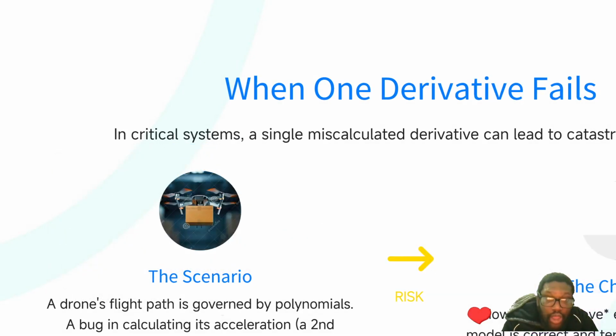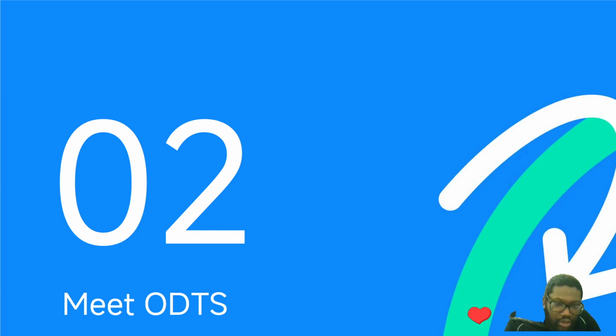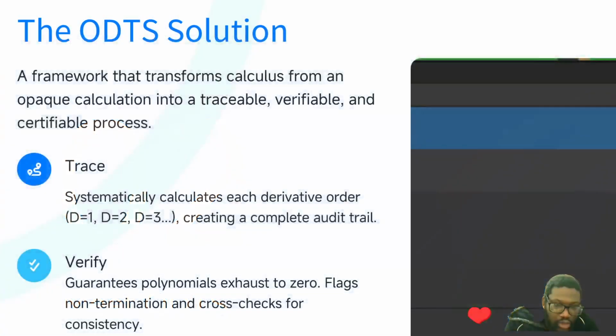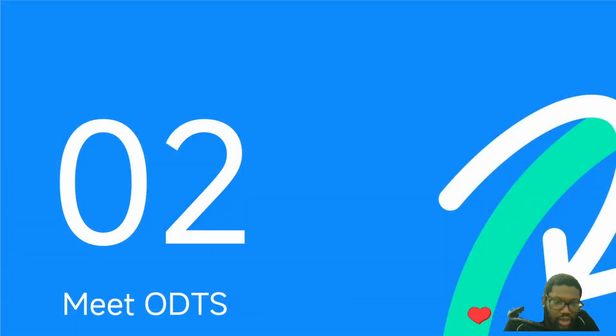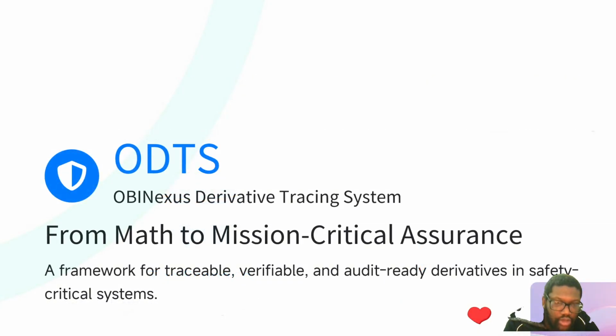Next one. When one derivative fails, okay. Basically, oh no, let's do it again. Okay, so I'll go back and do it again. Oh no, guys, no. Okay, so I'll do it here. Go next.